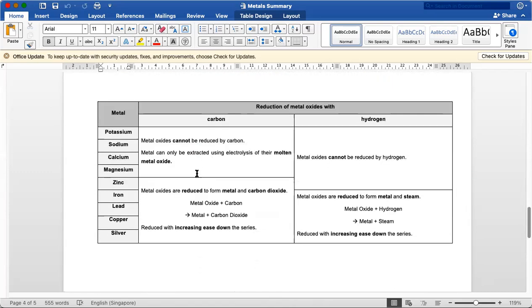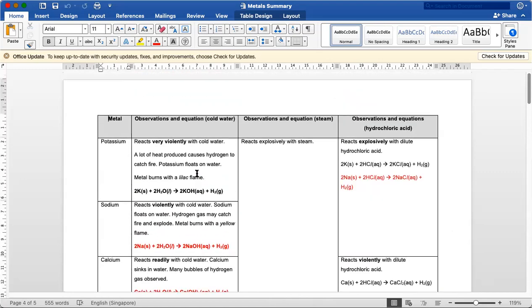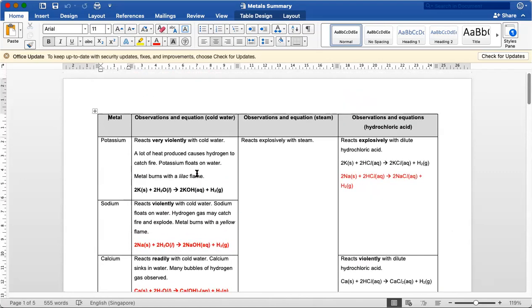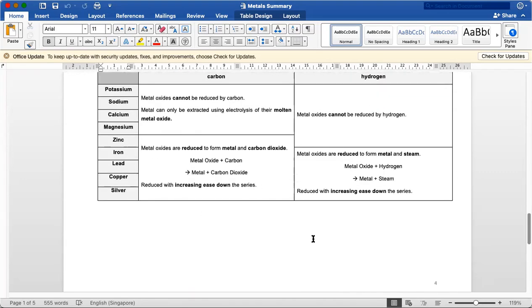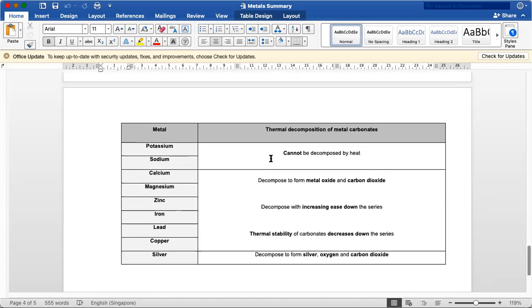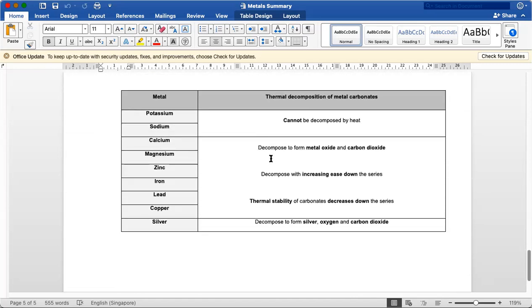I also share briefly about reductions of metal oxides with carbon and hydrogen. The table is already very full, so I have no space to include it here. So I created another table to do it, and another table for thermal decomposition of metal carbonates, which is required for students to learn in their syllabus. And this part is highly popular in experiment planning questions, where students compare reactivity of metals based on the rate of thermal decomposition of metal carbonates.